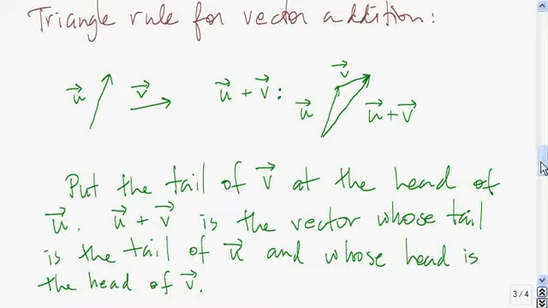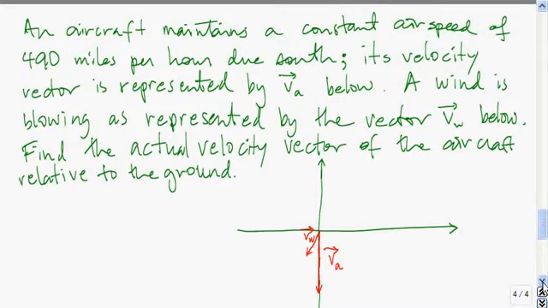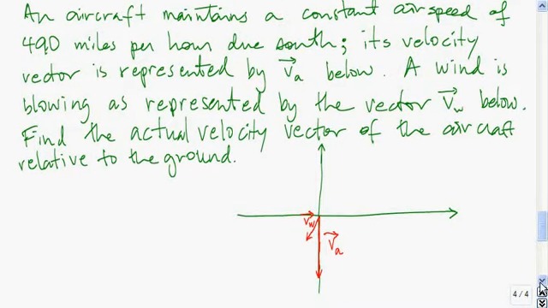Here's a fun application of adding vectors geometrically. We have an aircraft that maintains a constant airspeed of 490 miles per hour due south, represented by this velocity vector v sub a. Then we have a wind blowing, represented by the velocity vector v sub w. Since the wind is blowing on the airplane, it's going to change its actual course relative to the ground. So the actual velocity vector of the aircraft relative to the ground is the vector v sub a plus the vector v sub w.